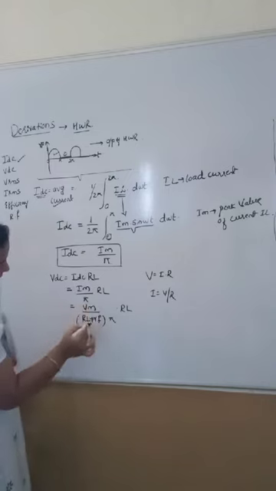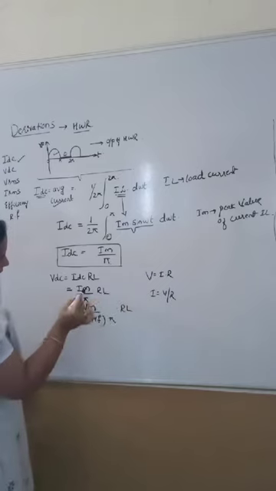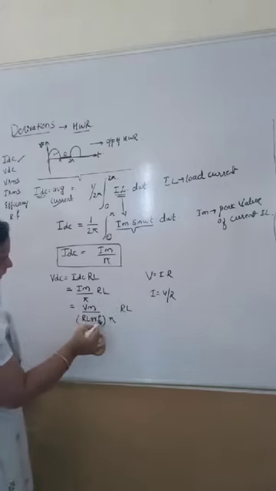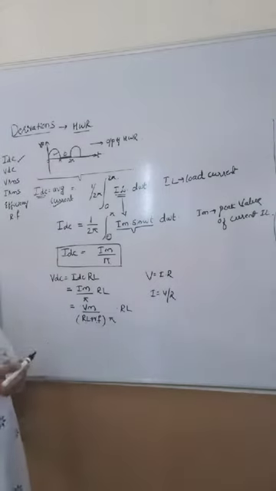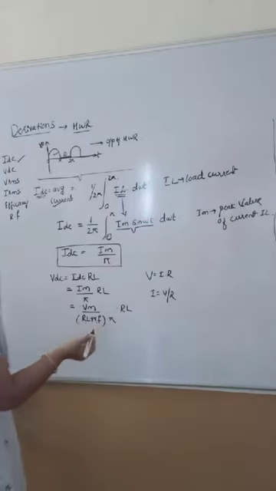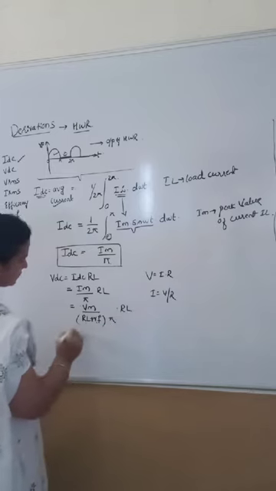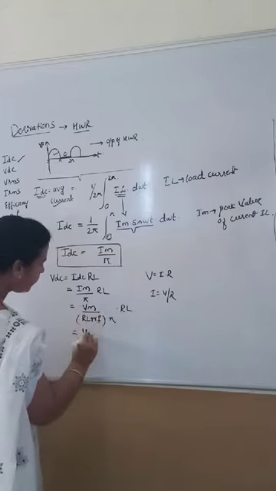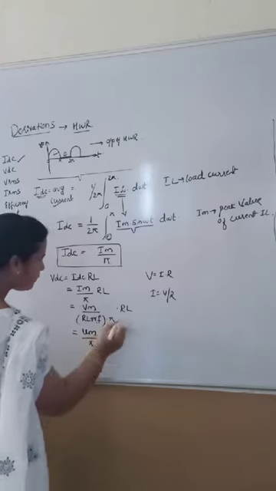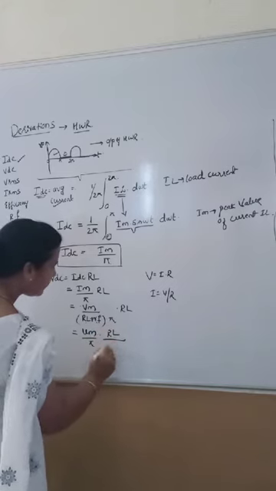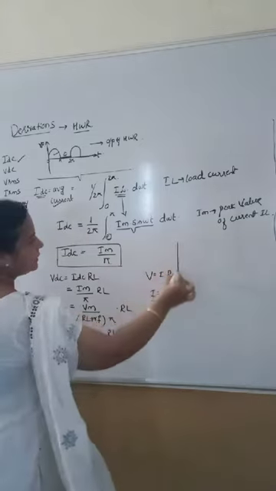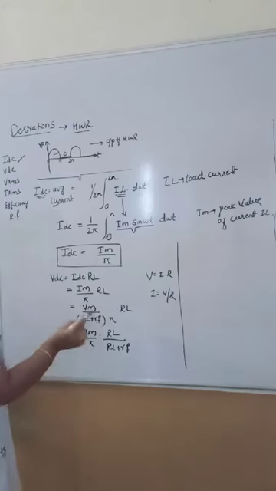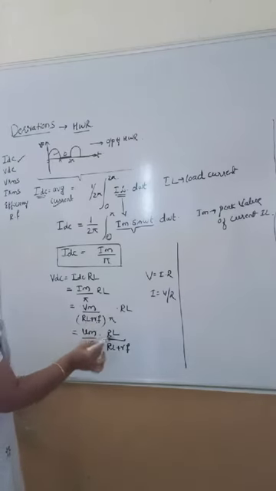I is equal to V by R. Im is Vm divided by RL plus RF. RL is the load resistance. What is RF? It is the internal resistance of the diode. So pi into RL. Now Vm by pi I will keep as it is, whereas for this I will write RL divided by RL plus RF. After this, Vm by pi as it is, RL divided by RL plus RF.